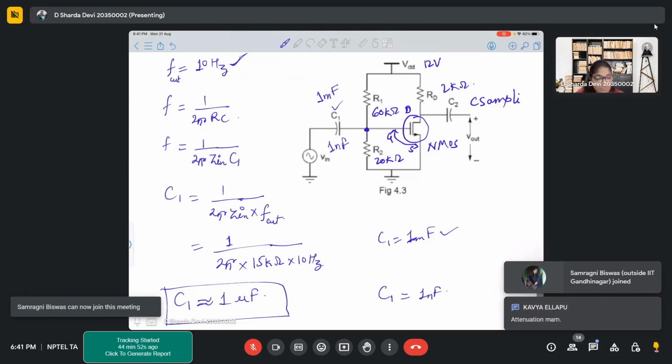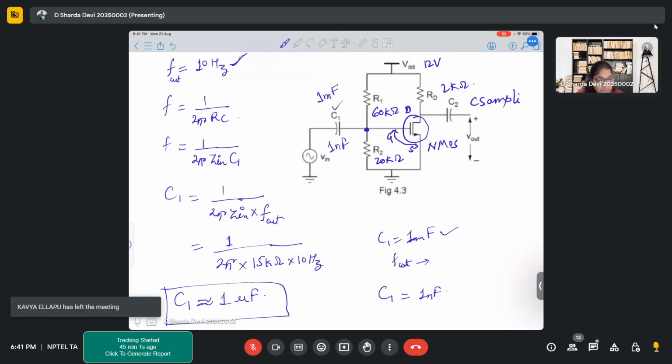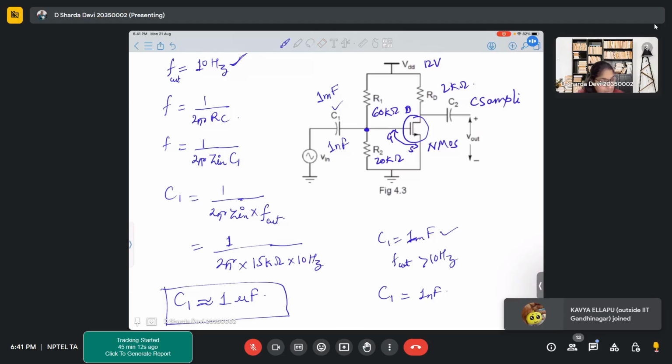What will happen in case of 1 millifarad? Cutoff frequency changes. How much will be the cutoff frequency? Will it be higher than 10, lower than 10? Higher than 10. So F cutoff is greater than 10 hertz. Your signal is a 10 hertz signal and your cutoff frequency is greater than 10 hertz. So what will happen? Will there be any change with respect to the signal that you'll see at this particular point?